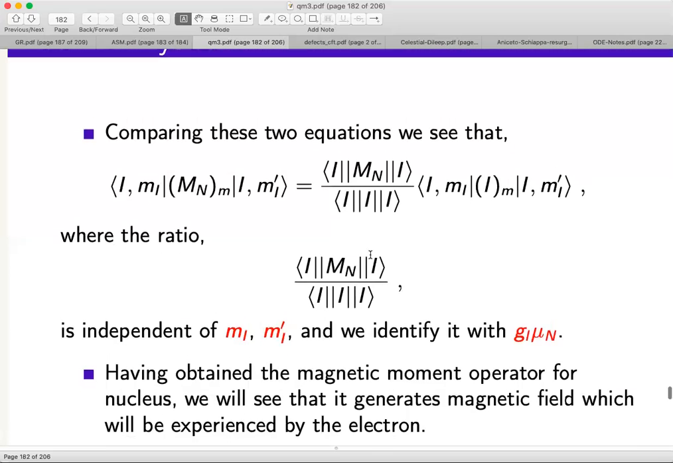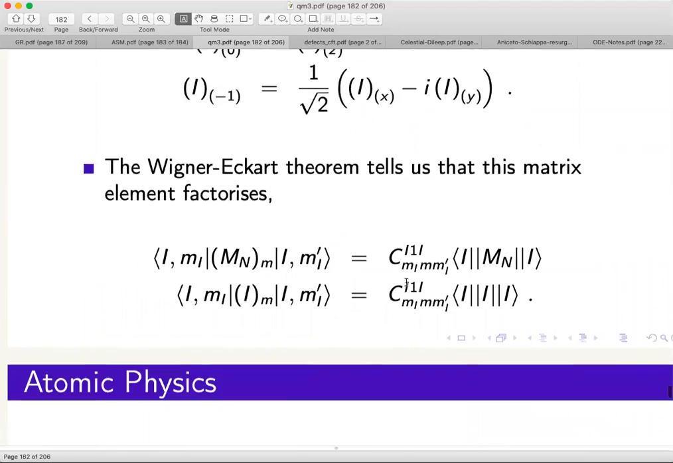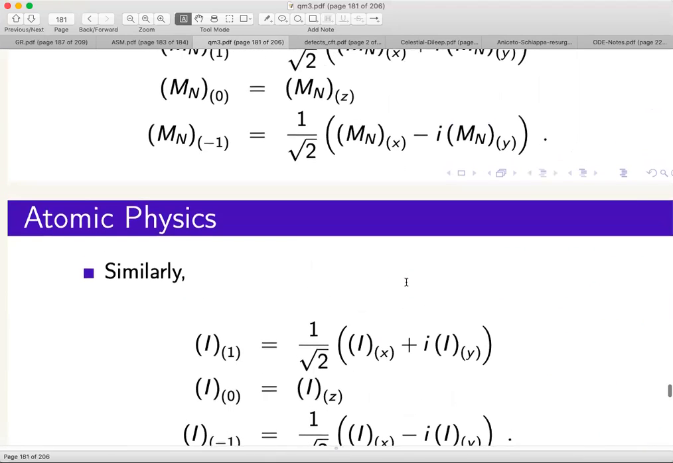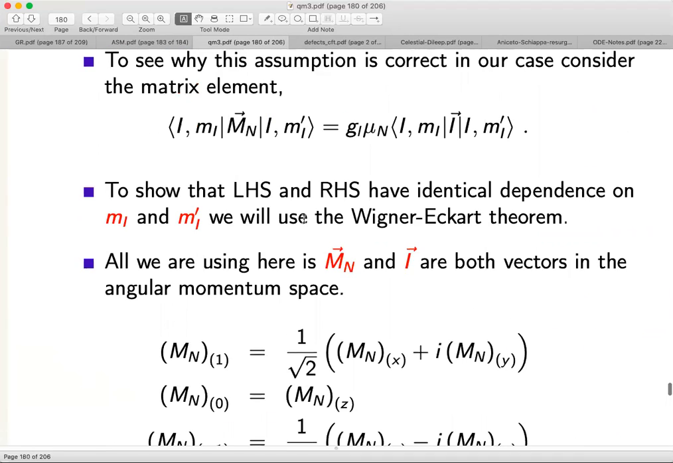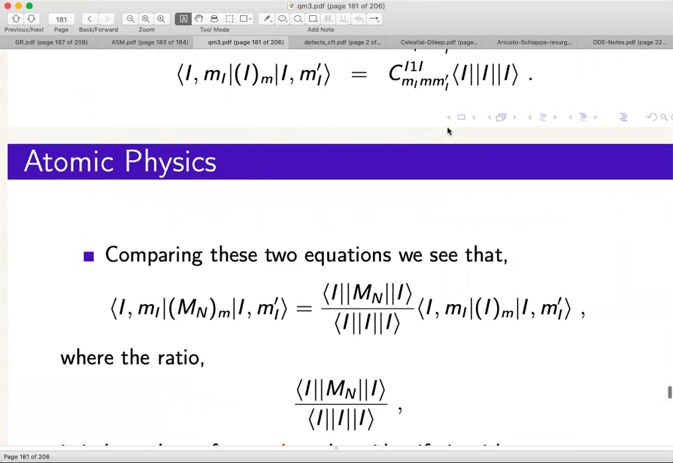So what we will do is we will identify this quantity, which is independent of m and m prime, to be just GI times mu n. And if you do that, then you recover this relation, the relation between the magnetic moment and the nuclear angular momentum. And this is purely done.